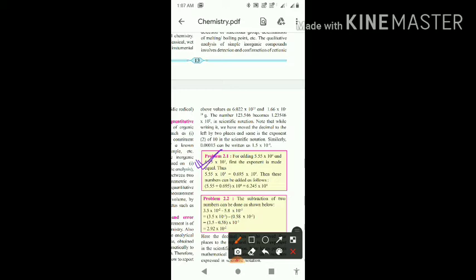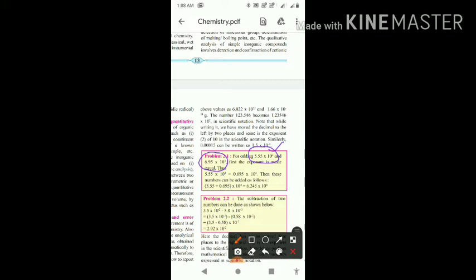So the question is like this: add 5.55 into 10 raised to 4 and 6.95 into 10 raised to 3. These are the two numbers which I have to add. Okay, so if you see, the first number has exponential term 10 raised to 4, and the second has 10 raised to 3. In order to add them, one most important criterion is that the power should be the same, isn't it? So either the first term should be 5.55 into 10 raised to 4 converted to 10 raised to 3, or the second term should be 6.95 into 10 raised to 4.